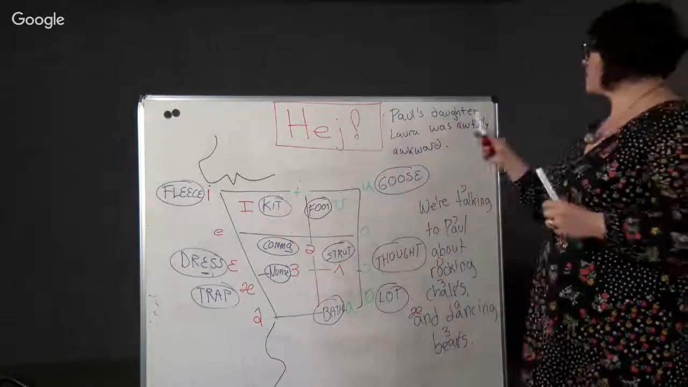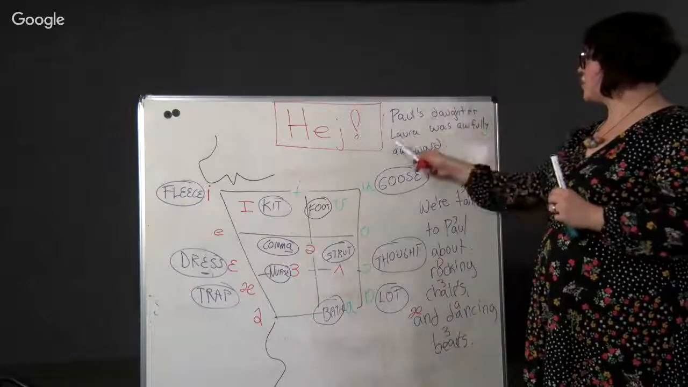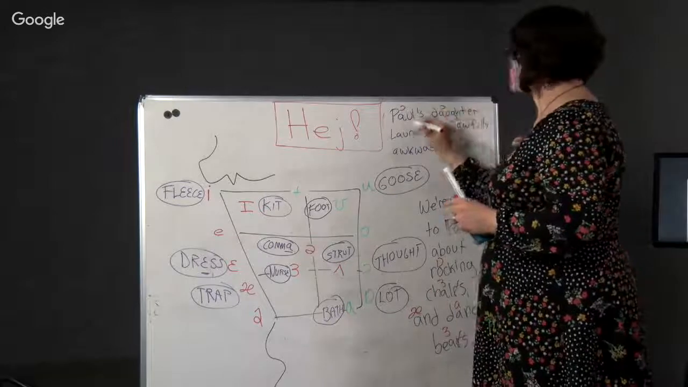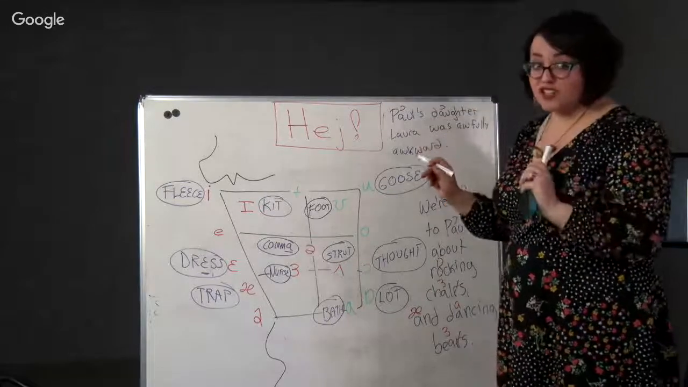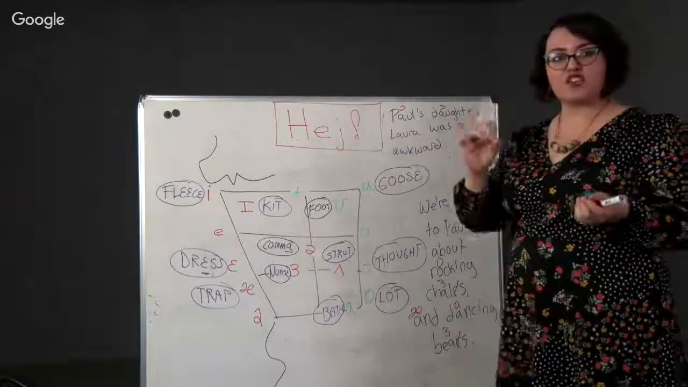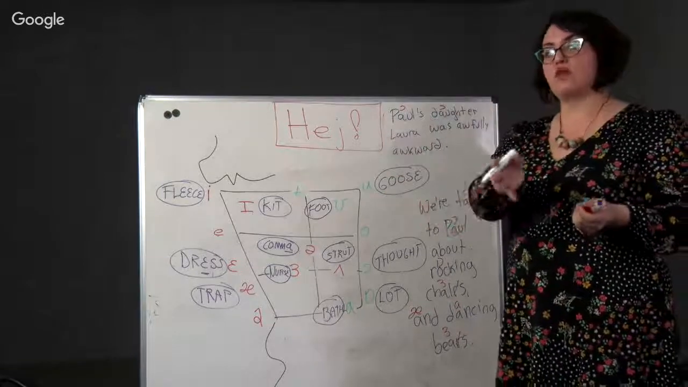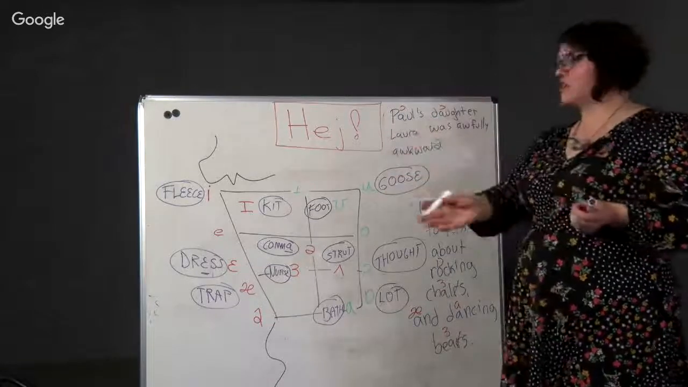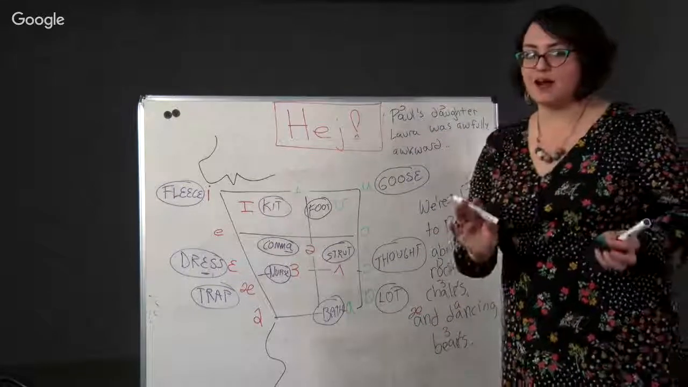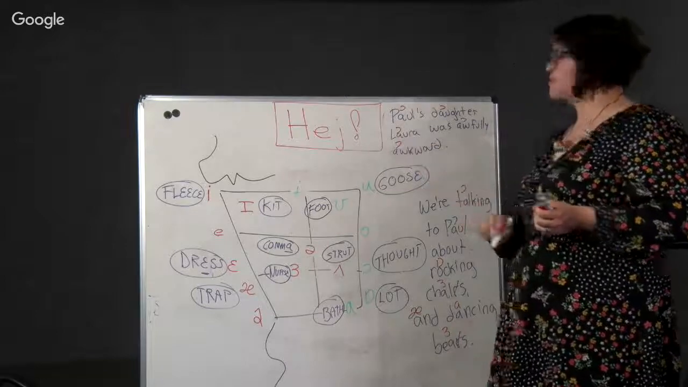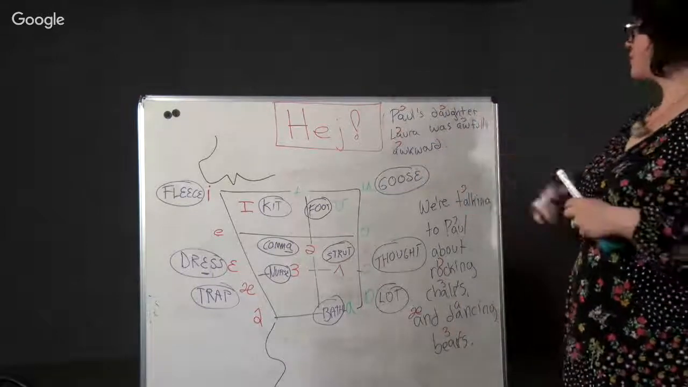So on the top here, we've got Paul's daughter, Laura, was awfully awkward. So this is going to be strange. Here's what I recommend you do. Don't do what I just did, actually, and emphasize each one almost in a punchy way. Make it as smooth as possible. So Paul's daughter, Laura, try not to make a big deal about it, if that makes sense. Laura was awfully awkward. Try that.